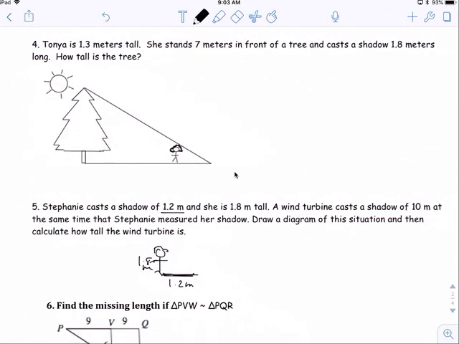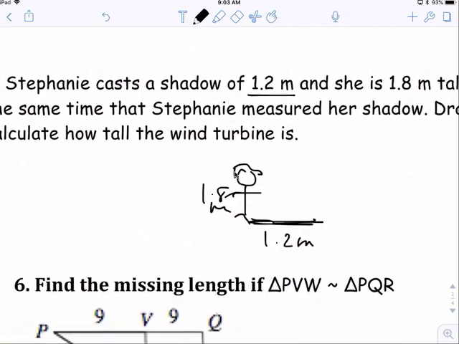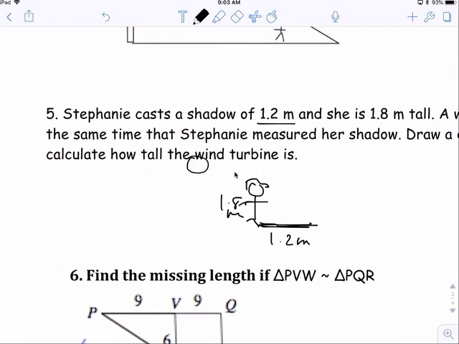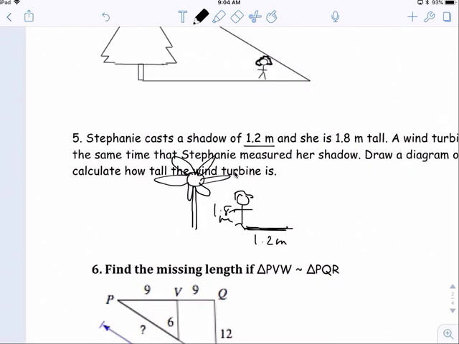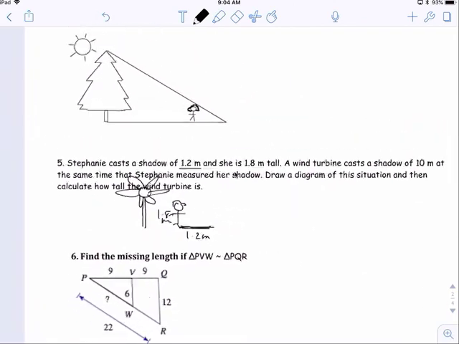Wind turbine, those big things that create wind, you know. That's why it's called a wind turbine. Anyway, that's your wind turbine. Okay, it casts a shadow of 10 meters.